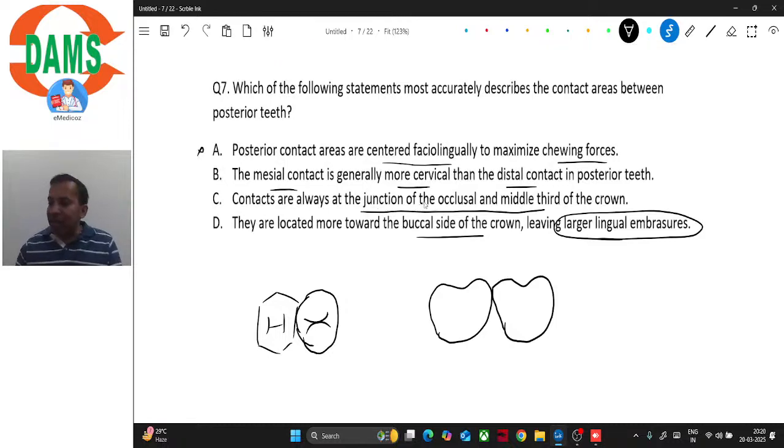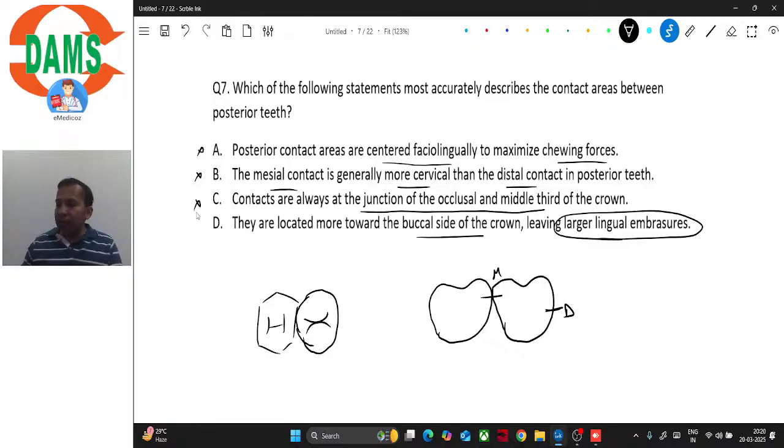The mesial contact is generally more cervical than the distal contact. Again, this is wrong because it is the distal contact which is more cervical. So distal contact is more cervical, isn't it? Let's say this is the mesial contact, and the distal contact would be more cervical, right? Option C, contacts are always at the junction of occlusal and middle third of the crown.